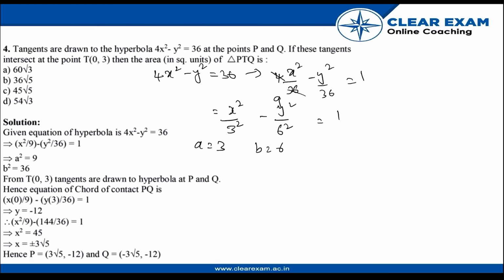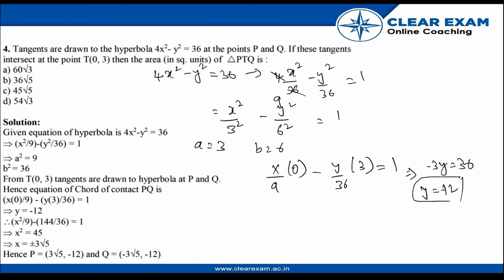Now we have been given that from a point T, tangents are drawn to the hyperbola at P and Q. Hence the equation of the chord of contact PQ will be x upon 9 into 0 minus y upon 36 into 3 equals 1. Easy. So with this equation we can find the value of y. So x into 0 is 0, which implies minus 3y upon 36 equals 1. So minus 3y equals 36 and y equals minus 12.